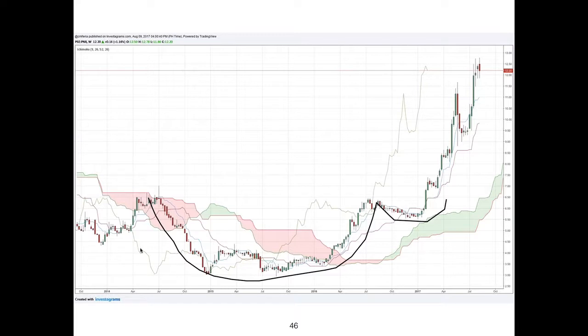At the breakout point, price bounced off the Kijun-sen. There was the breakout point. Price bounced off the Kijun-sen, the kumo, and then proceeded to break out. So price bounced off the kumo here and then proceeded to break out above the Kijun-sen.